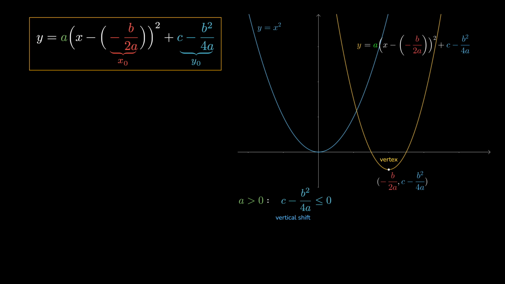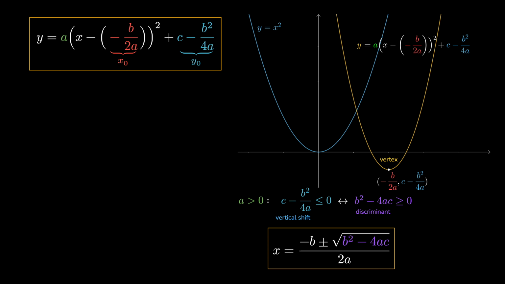And if we rearrange terms in this inequality, we see that it's equivalent to b squared minus 4ac being greater than or equal to 0. The term b squared minus 4ac is called the discriminant, which is the term under the square root in the famous, or perhaps infamous, quadratic formula. You may recall that a quadratic equation has at least one root exactly when the discriminant is greater than or equal to 0.